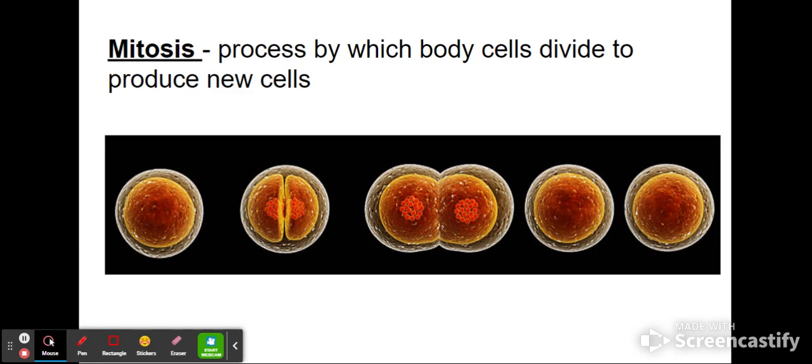There's fancier terms. Body cells are called somatic cells, and sex cells or reproductive cells are called gametes. I'm just going to use the word body cells for simplicity's sake, and just know this means all the cells in our body except the reproductive cells. So here is where our cell divides to make new cells.